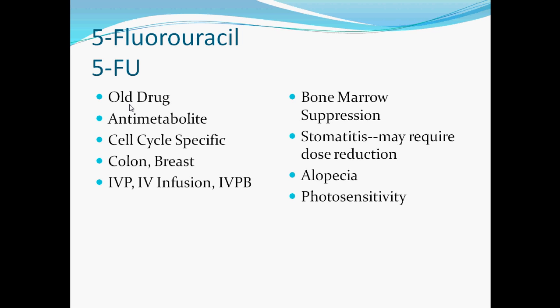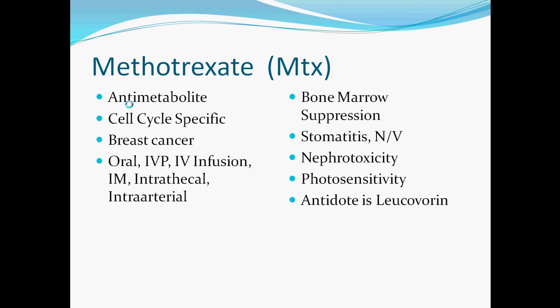Methotrexate is another anti-metabolite. It is cell cycle specific. It's used to treat leukemia, breast cancer, head and neck cancer, lung cancer. It can be given orally, piggyback, IV infusion, IM, intrathecally or intra-arterially. It causes bone marrow suppression, stomatitis, nausea and vomiting, nephrotoxicity, photosensitivity. The antidote for this drug is leucovorin.